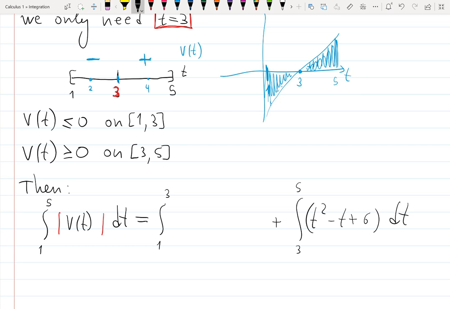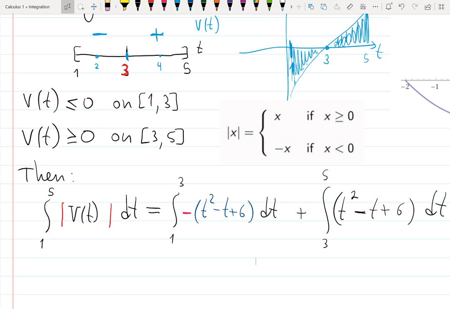This one we actually integrated already. We just need to plug different numbers now. But the first part is now going to be, I'll put it in blue, minus t squared minus t minus 6 dt. Why? Because that's the definition of absolute value. Absolute value makes negative things positive by putting a negative sign in front of it. Make sense?